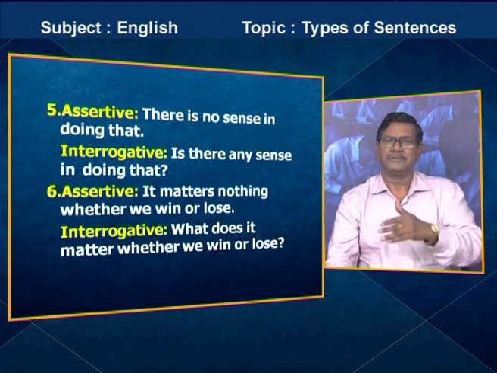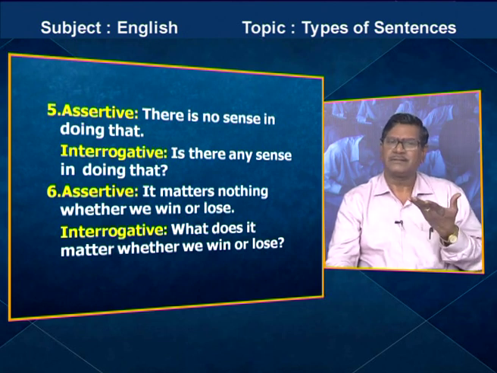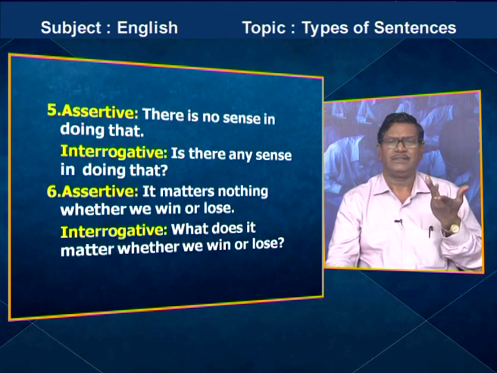So, what does it matter whether we win or lose? Nothing. You are there and your ability is there with you. That is the matter here. So, assertive, it matters nothing whether we win or lose. That is an assertion. And when we change it into an interrogative sentence, what does it matter whether we win or lose?